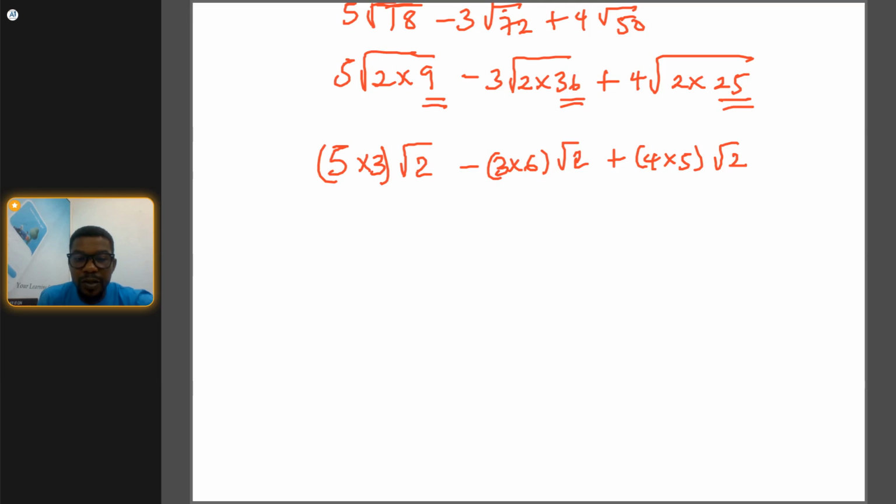If you go ahead to multiply this, that will be 15 root 2 minus, multiply this, that's 18 root 2, plus, multiply this, that's 20 root 2. So with this, we should get the final answer. The final answer will be 15 minus 18 plus 20.